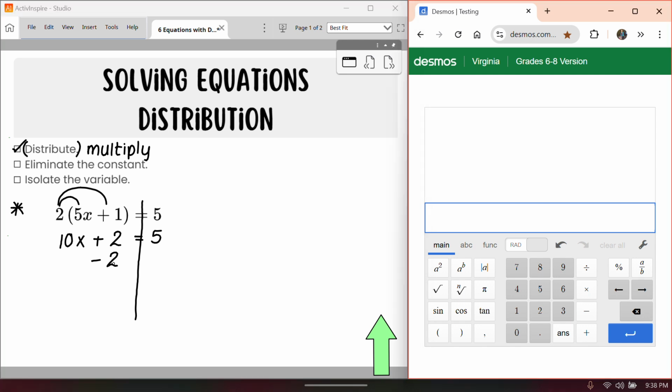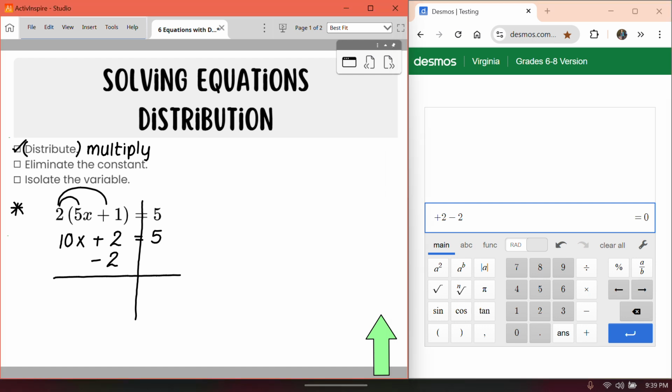And let me show you in Desmos why I'm doing that. If I have a positive 2, you can even put the plus there. If I have a positive 2 and I subtract 2, what happens to it? It becomes 0, right? They essentially cancel each other out, but they become 0. So if I do that, on the left side of my equation, those are gone, and all I'm left with now is the 10x. So I'm one step closer to having my variable completely isolated.